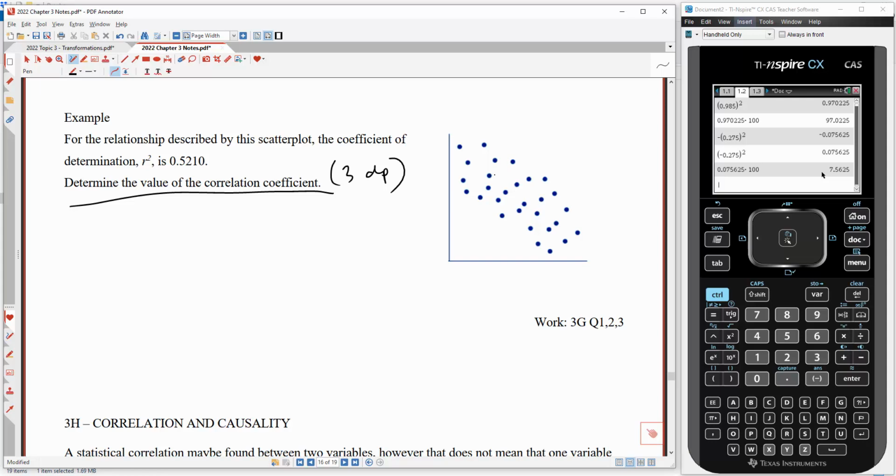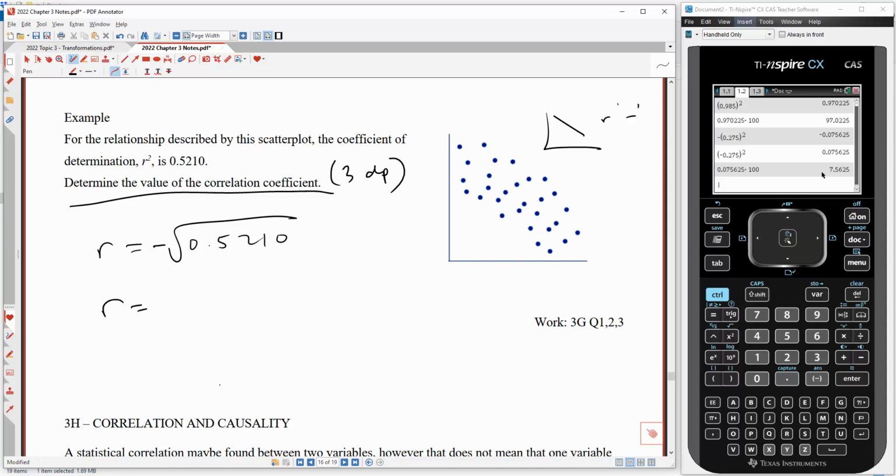We're also going to note that this graph goes like that, which means that the R value has to be negative. So R equals the square root of this value here, 0.5210, and I'm going to put the negative sign out the front because it's got to have a negative R value. This is a really common type of question.